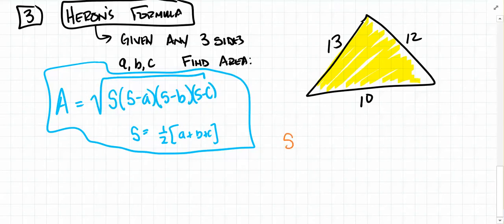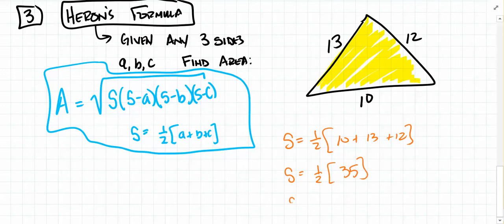S is going to be half of all of my sides added up. So 10 and 13 and 12. Let's go ahead and do that. So S is going to be half of 35, 17.5. So I'm just going to call this 35 over 2. Is that better? Because that's not even, right?